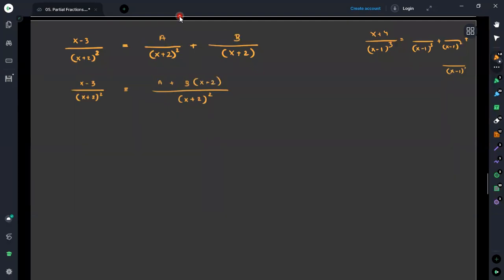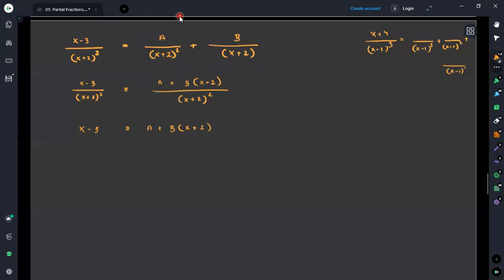Now we can see the denominators are equal. Then we can equate the numerators as well. x minus 3 is equal to a plus b times x plus 2. Now we need to find the values of a and b separately.